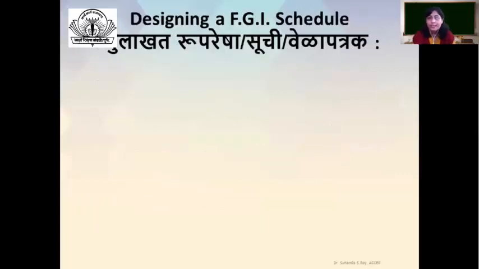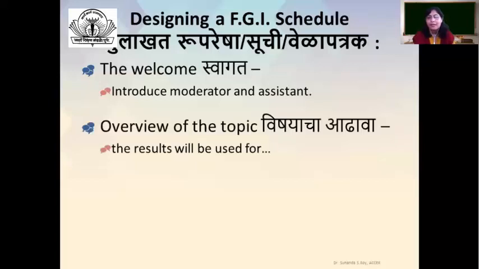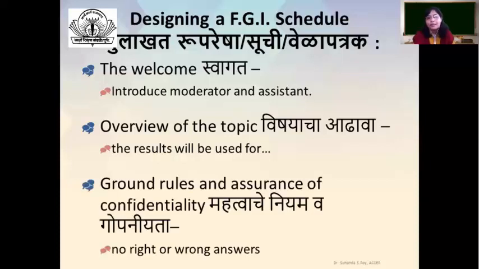Now we go on to designing the focus group interview schedule. In that, what you have to do is, first is the welcome. In the welcome, the moderator and the assistant introduce themselves. Then the overview of the topic, what the topic is for and what the results will be used for, this is what is spoken about.